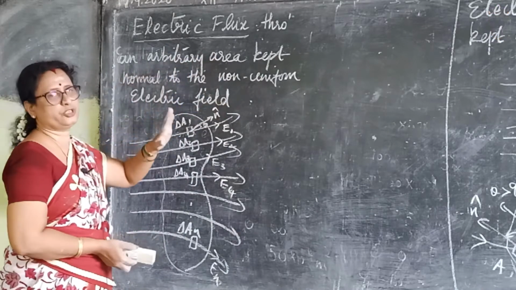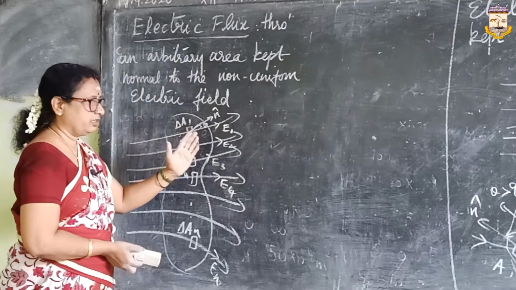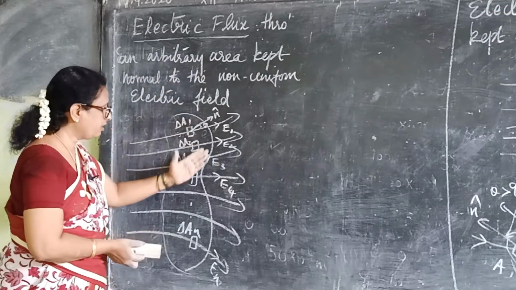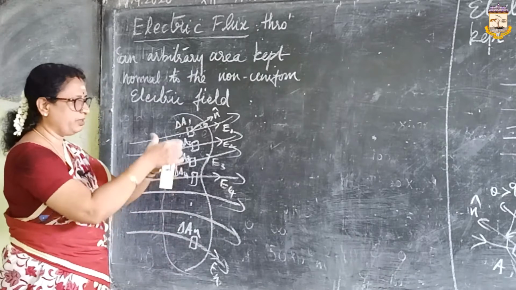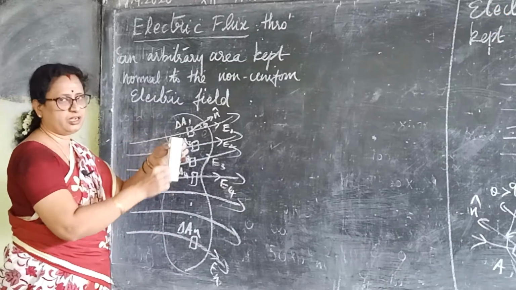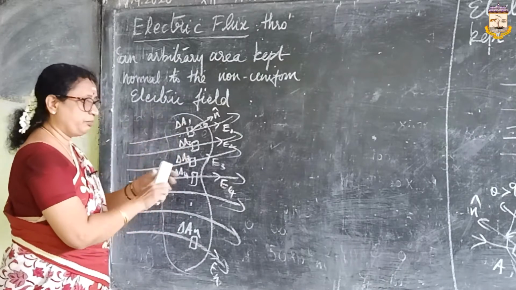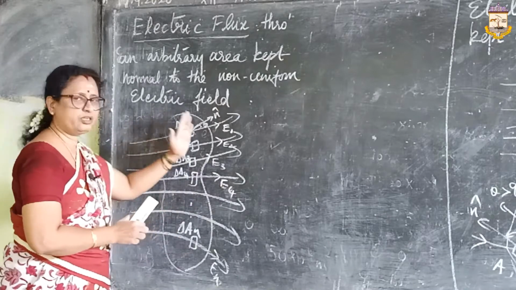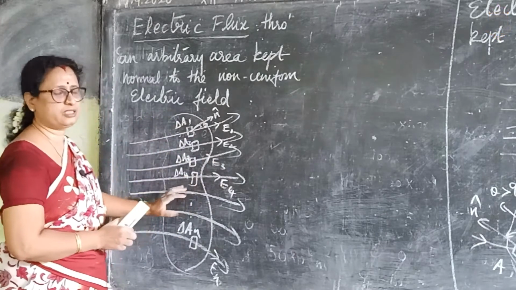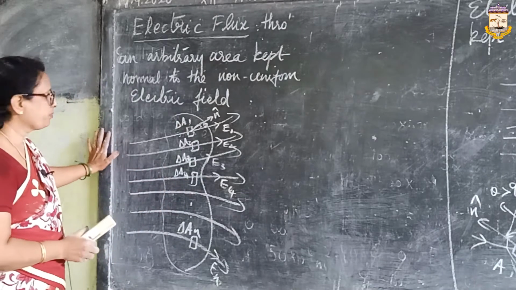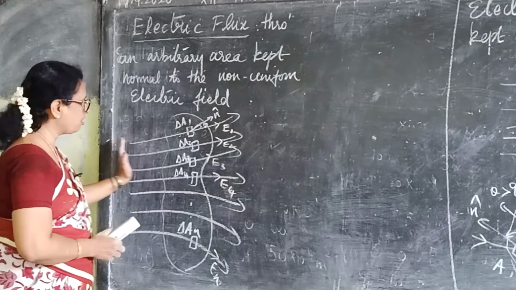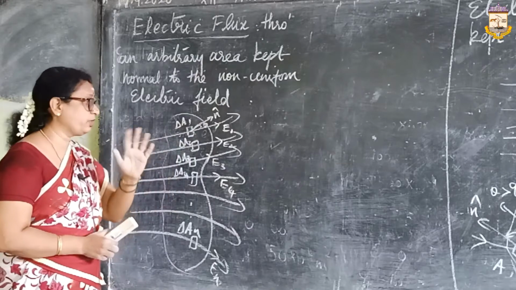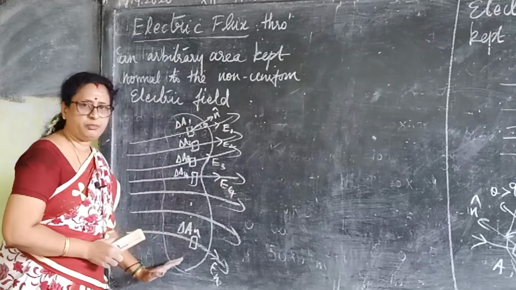It may be arbitrary, like you may have the area like this. It may not be flat also, it may be curved, and it may not have a regular shape also. Like this, it may have an irregular shape. Such an area is called an arbitrary area. And the electric field which is crossing this area is also not uniform. It is a non-uniform electric field.